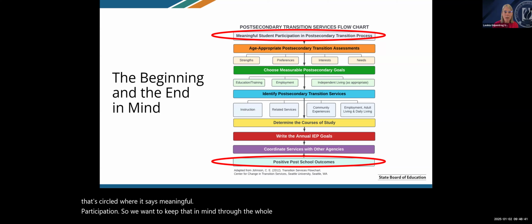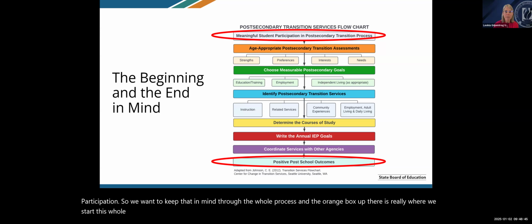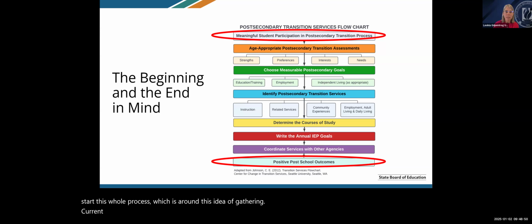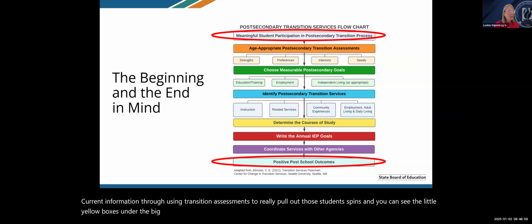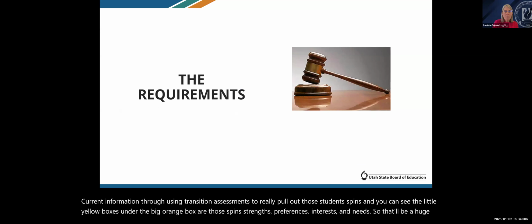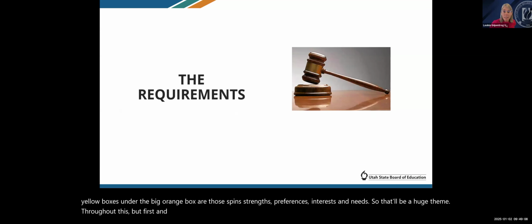And the orange box up there is really where we start this whole process, which is around this idea of gathering current information through using transition assessments to really pull out those students' SPINs. And you can see the little yellow boxes under the big orange box are those SPINs: strengths, preferences, interests, and needs. So that'll be a huge theme throughout this. But first and foremost, I want to just make really clear what are the state law requirements around transition assessment.